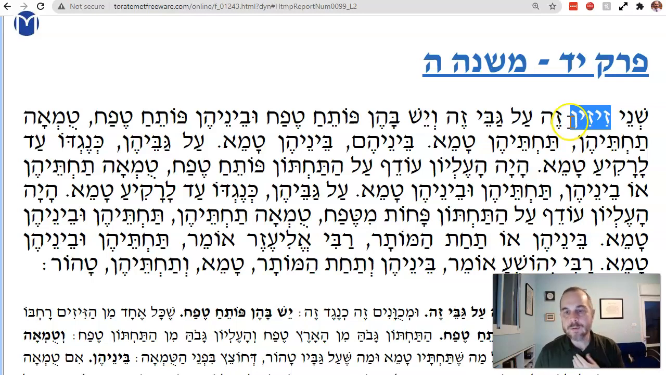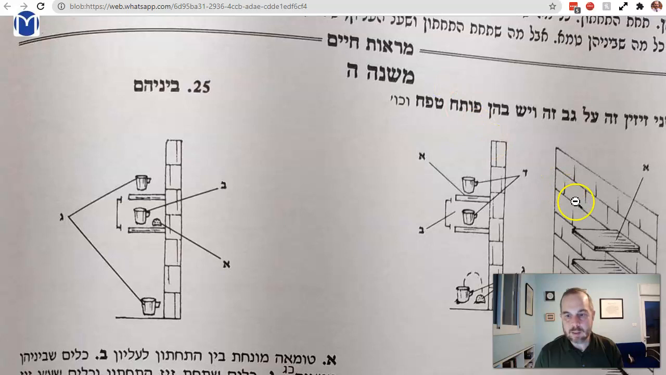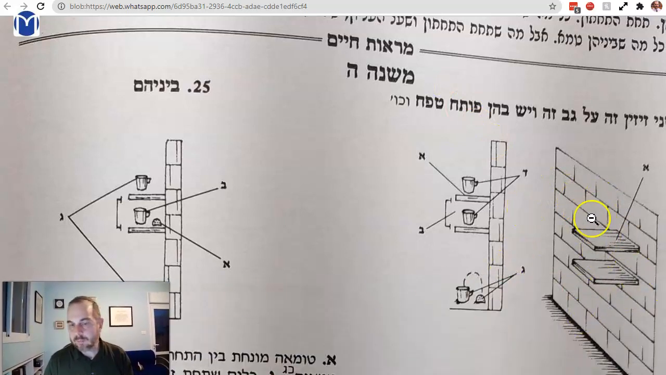Says the Mishnah, what happens if I have shnei zizin, ze al gabe ze, two zizim, one on top of the other, v'yesh bahem poteach tefach, u'beinehem poteach tefach. Each one has a poteach tefach, and in between the two of them, there is a poteach tefach. So you can see here, these are the two zizim. I really like the Rav Scheinberg drawings. They're very clear. And in between, there's a poteach tefach.